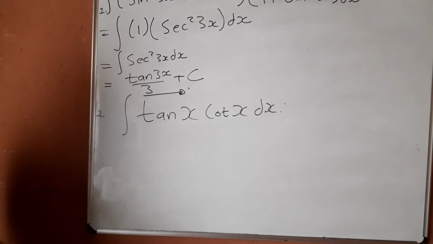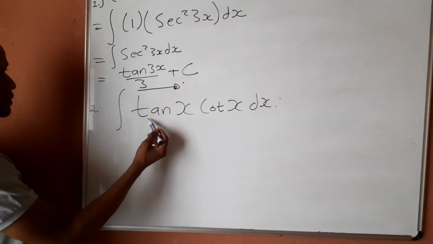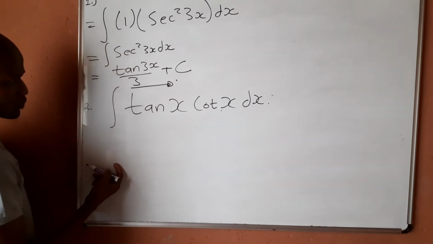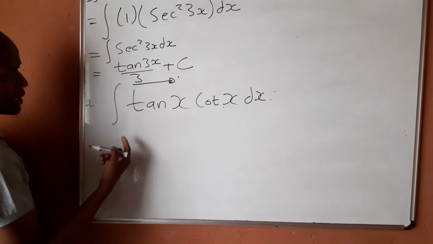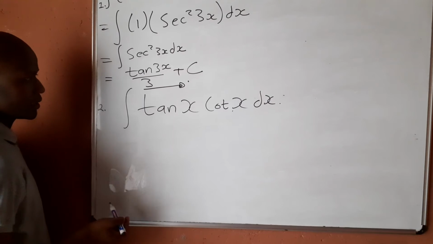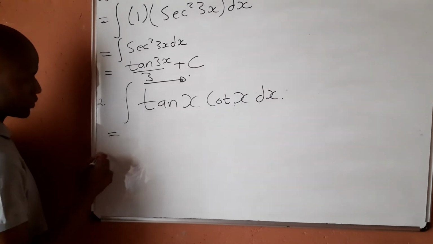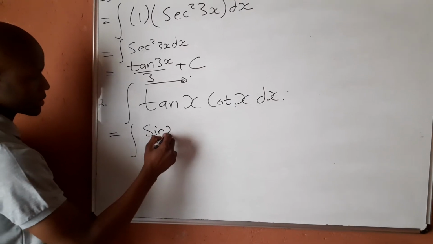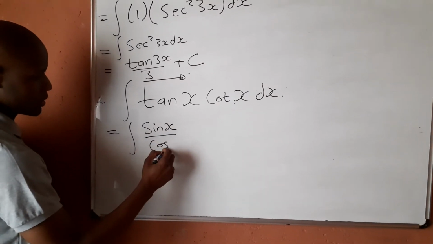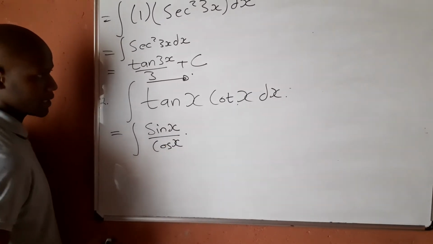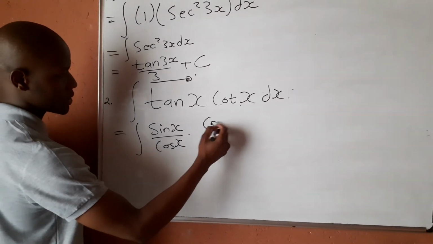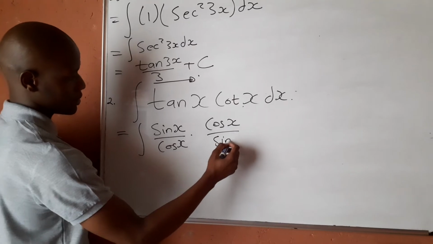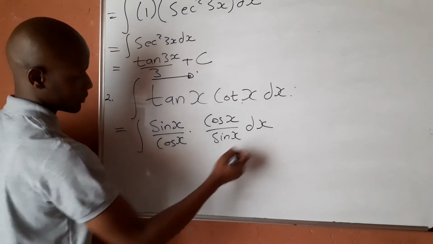Another question guys of integration: integrate tan x cot x dx. So always guys, we change our ratios to sine and cos. Then it's going to be the integral of tan, which is the same as sine x over cos x, multiplied by cot, which is the same as cos x over sine x dx.